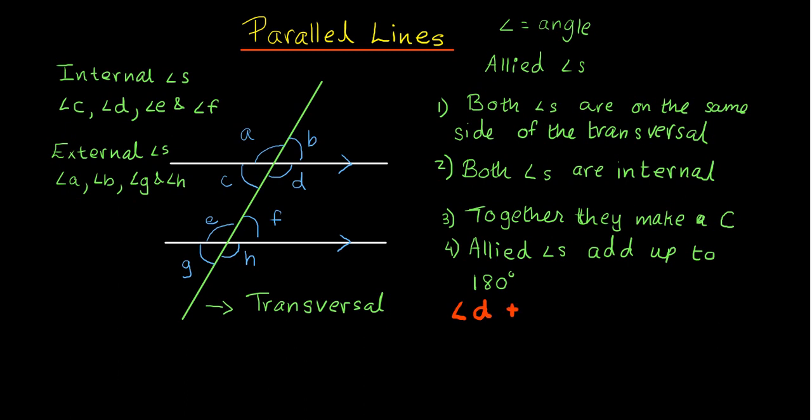Similarly, on the other side you have angle C, and we have angle E. Both of them are internal angles on the same side, on the left hand side of the transversal, and again it looks like a reflected C, the two angles of that. And we'll write down angle E plus angle C equals 180 degrees. Whoops.